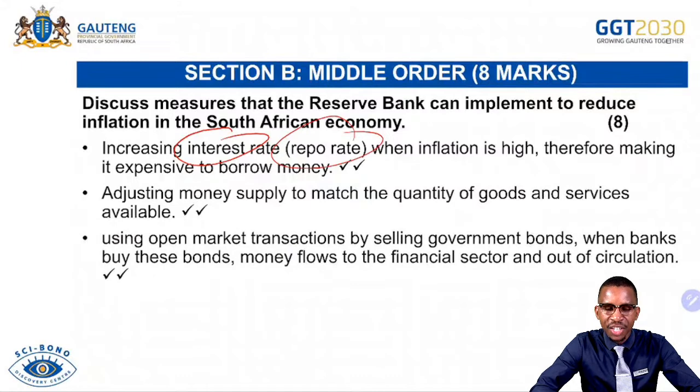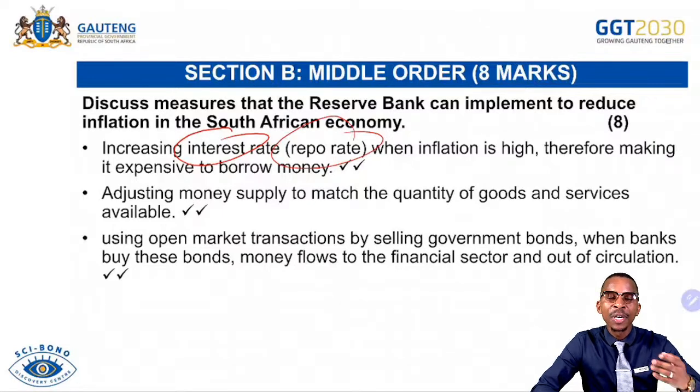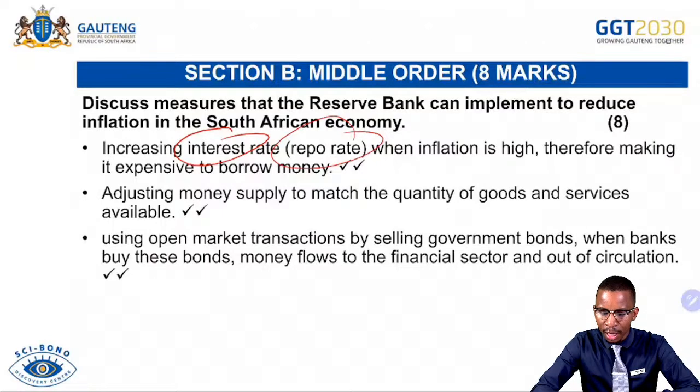Using open market transactions, that's when the Reserve Bank will be having the transaction between itself and commercial banks by selling bonds, or government bonds or financial securities, to commercial banks. As commercial banks are buying these bonds, they will be remaining with less money available. If less money is available, there will be less loans or less credit created in the economy, and then there will be less money supply in the economy.